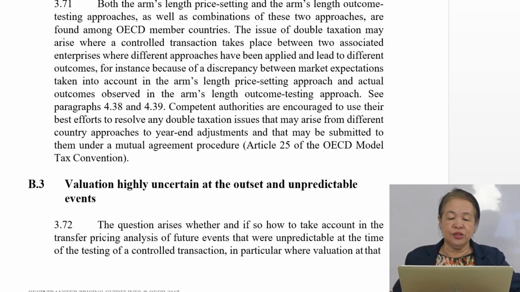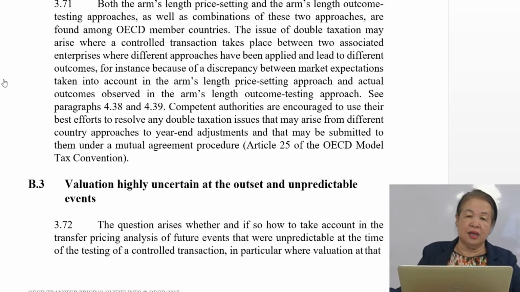So the question should be resolved both by the taxpayers and tax administrations by reference to what independent enterprises would have done in comparable circumstances to take account of the valuation uncertainty in the pricing of the transaction, because it never happened yet. And if the party fails to recognize it, then how will the tax authority and the taxpayer resolve that issue, when that uncertain thing happens?